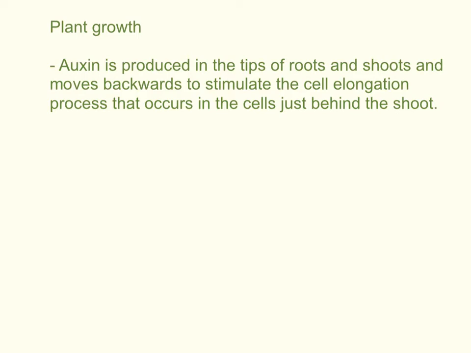Before we move on to look at exactly how our shoots and our roots grow in response to our 3 different stimuli, we have to look at plant growth and how a plant actually grows. So our auxin, remember the auxin is our plant hormone, is produced in the tips of the roots and also the shoots. And our auxin will move backwards to stimulate the cell elongation process that occurs in the cells just behind the shoot. We can demonstrate this with a diagram.